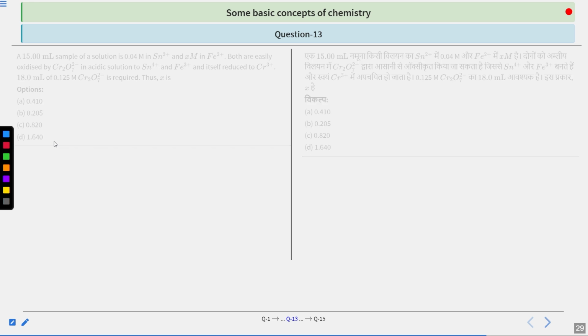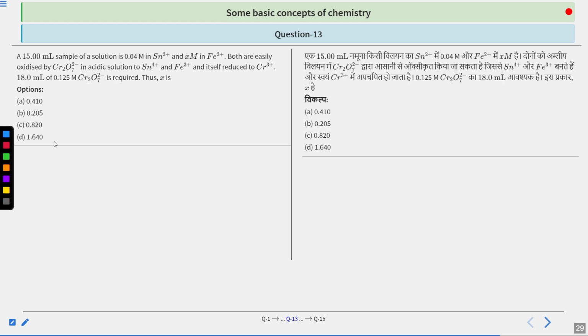Moving on to question number 13. Question number 13 says that a 15 ml sample of solution is 0.04 molar in Sn2+ and X molar in Fe2+. Both are easily oxidized by Cr2O7 2- in acidic medium to Sn4+ and Fe3+, and itself reduced to Cr3+. Now 18.0 ml of 0.125 molar Cr2O7 is required. Okay, thus X is what? Options are A 0.1410, B 0.205, C 0.820, and D 1.640. Okay, now let us see the solution.